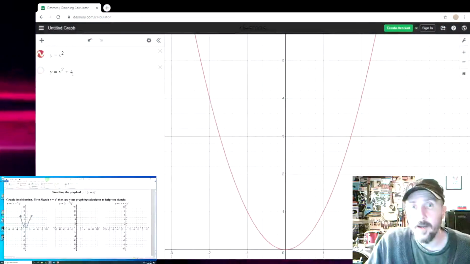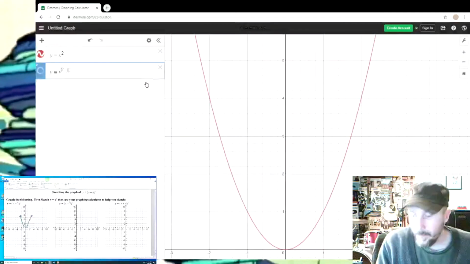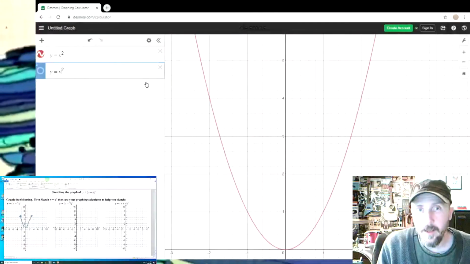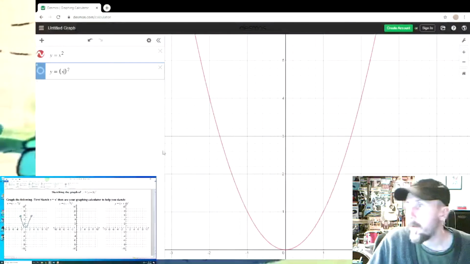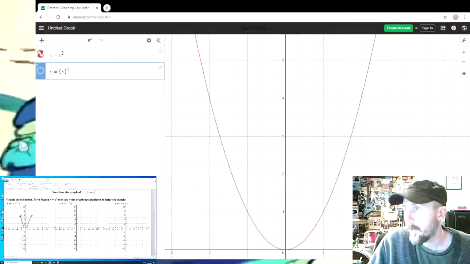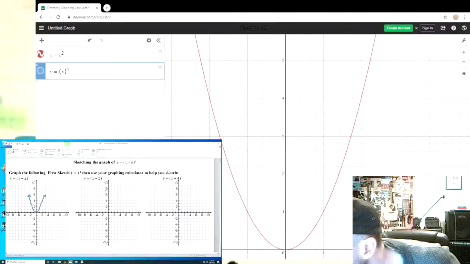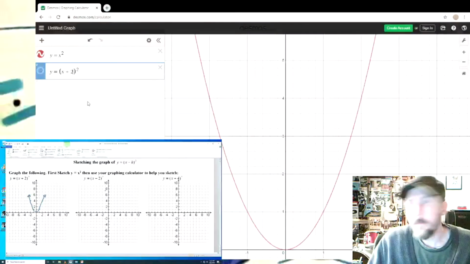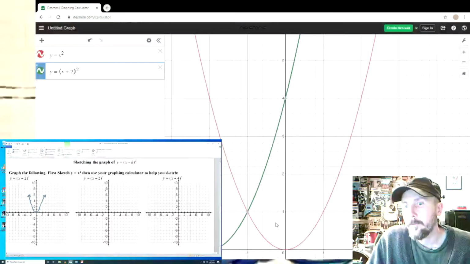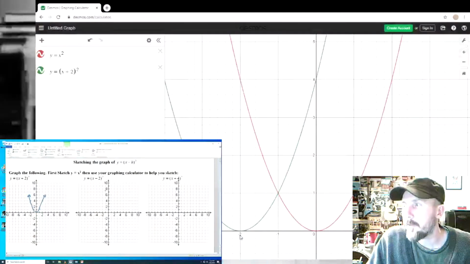Here's y equals x squared. I'm going to hide this. I'm going to put brackets down here. Now, the first one on there, let me make this a little bit bigger, is plus 2. So we need a plus 2 in here. Let's see what this looks like. So the red is y equals x squared, over 1, up 1, and it's moved to the left 2.